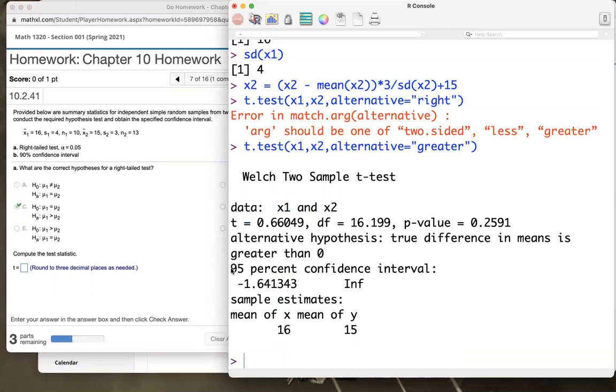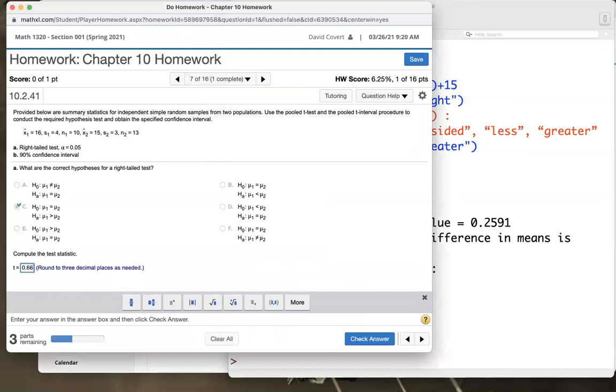The way R does a right-tailed confidence interval is that basically you take a 95% confidence interval, and instead of going in both directions, you just go from wherever that interval was to infinity. It's a little bit different, but I'll show you how to do this in just a second. The test statistic we found was 0.660.